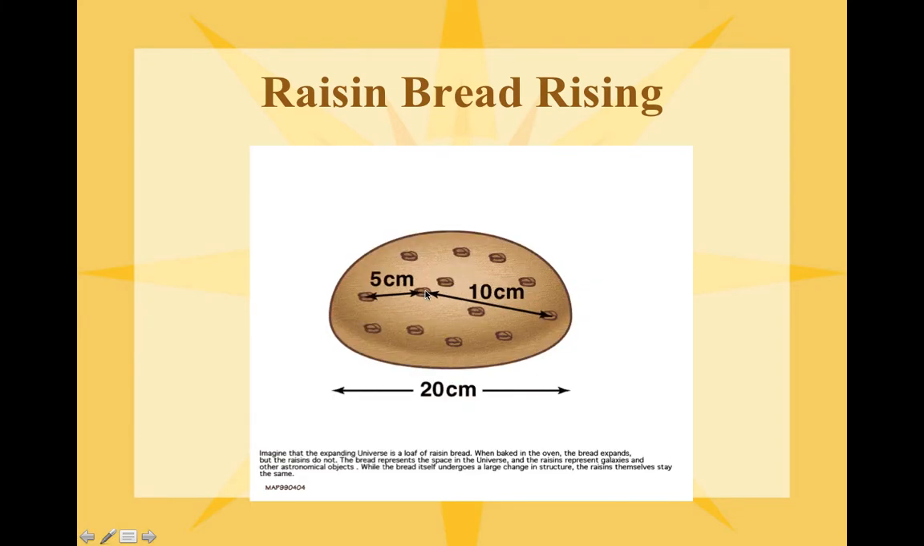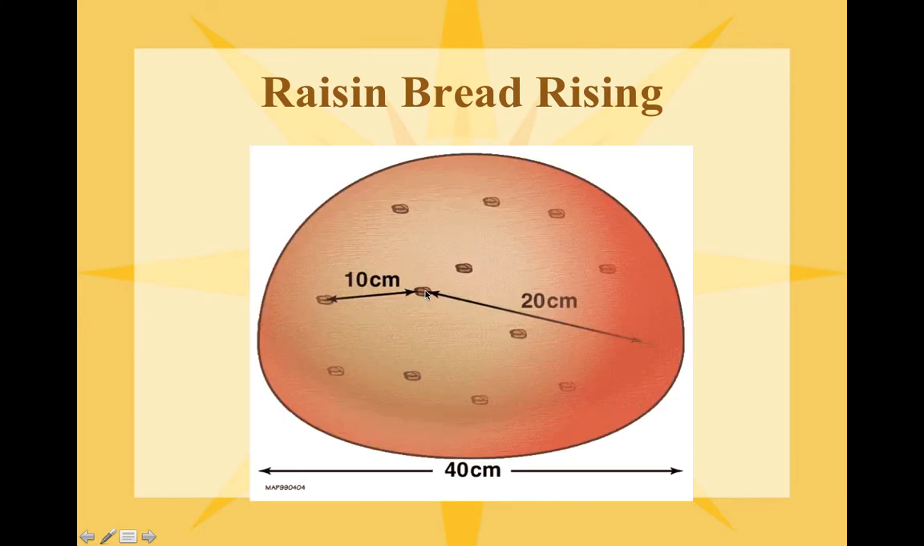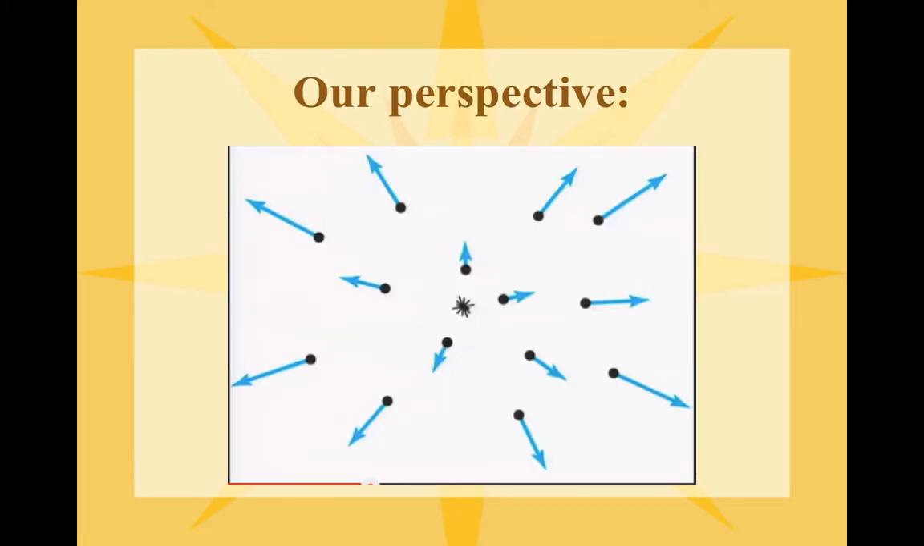And if we imagine this is our galaxy, then we can see how all those galaxies are moving farther away from us. But then that always begs the question, are we the middle? Because this would be kind of our perspective, that we are this middle raisin, and then we must be the middle if everybody's moving away from us, right?